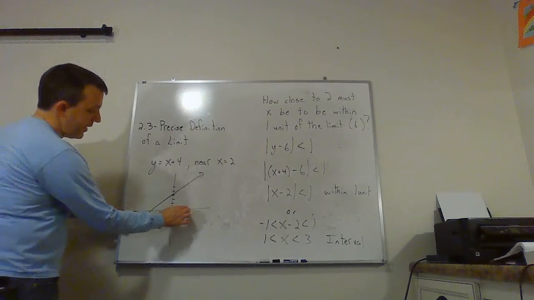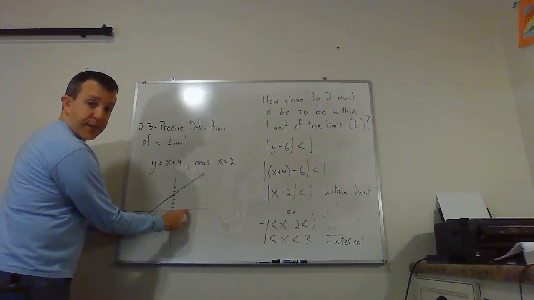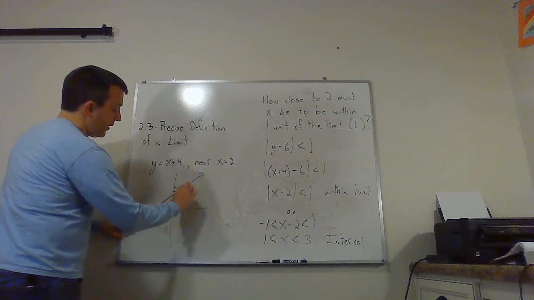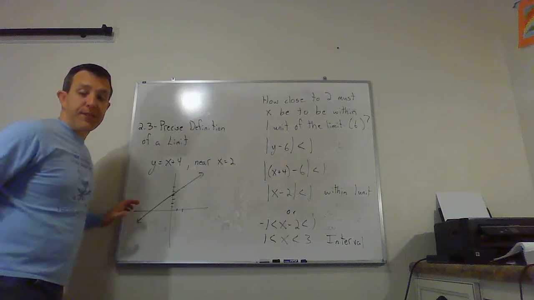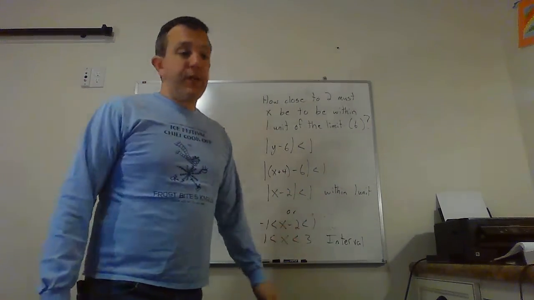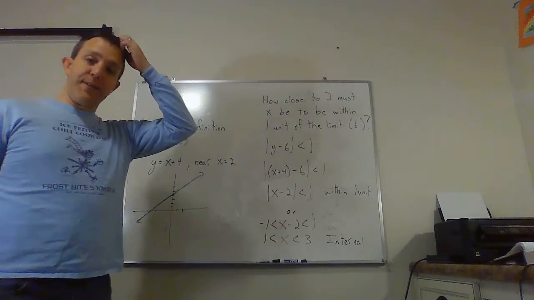Right? And that makes sense. That gets us very close to the x value 2 within 1 unit. And if you plug in 1, you get 5. That's within 1 unit of our limit of 6. And so there you go. And that's basically the process that we're going to go through.